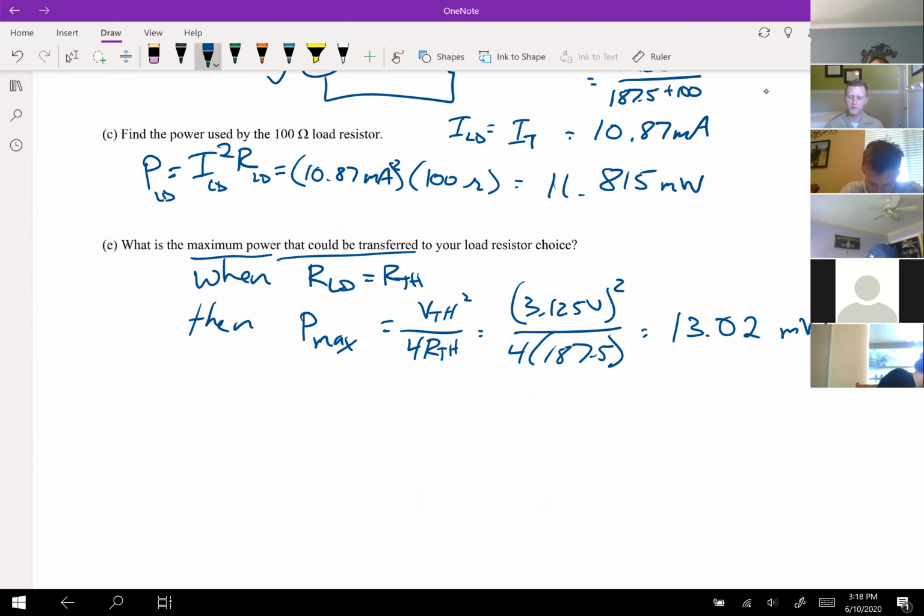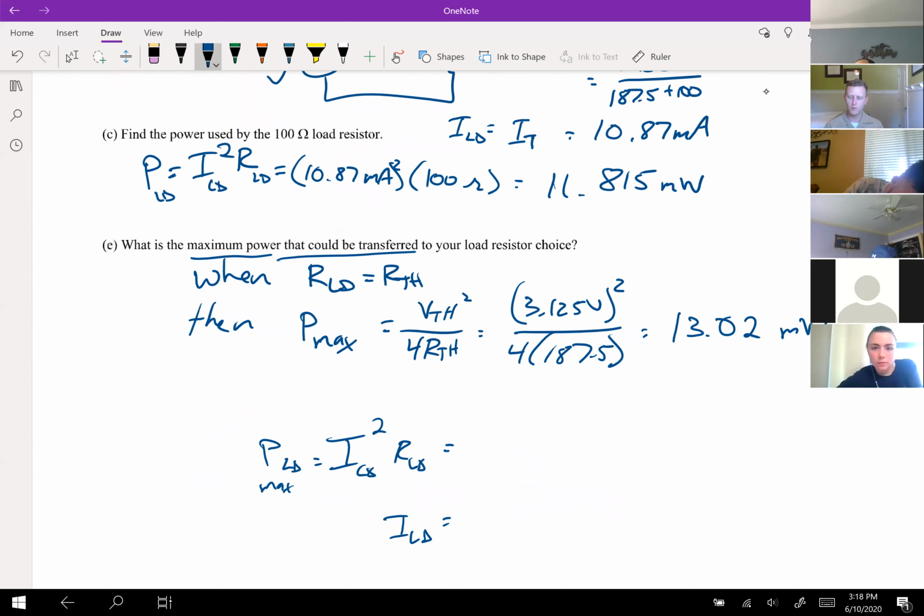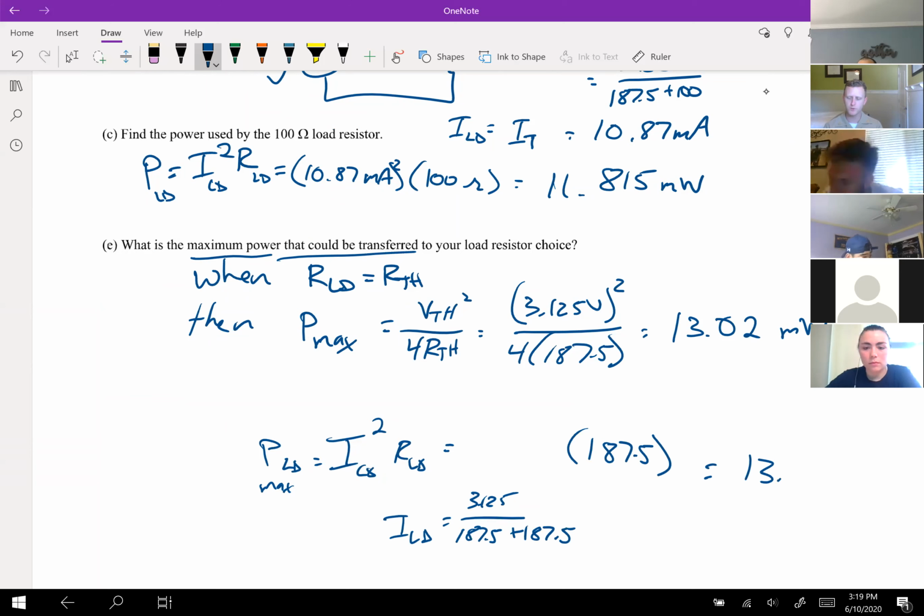Say that you didn't want to use the shortcut formula, but you knew that our load had to equal our Thevenin. Well, essentially what you're doing is you would say I squared, right? This is the other way to solve it. The maximum that P load could be, I load, R load. Well, now I would have to solve for my I load again, right? I load would be 3.125 over 187.5 plus 187.5, and then I would plug that in using 187.5 because that's my new value that I've set. And if I did all that, I would also get 13.02 milliwatts.